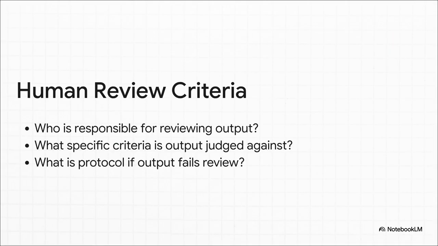And that leads right into the mechanics of that review. Writing down your human review criteria is really the ultimate hallmark of responsible building. So who is actually checking the AI's homework? Don't leave it vague. Assign a specific role. What exact criteria are they using to judge accuracy or safety? And critically, what's the protocol if the AI's output totally fails the review? Setting up these guardrails means the tool stays reliable long after the original builder has moved on.